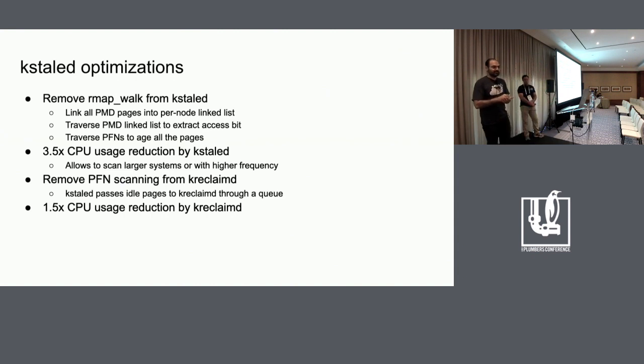So this is one optimization, but you still have to maintain the age. Those pages which are not accessed, you have to increment their age. So there is still this cost. There is follow-up work to also remove this, but at the moment, this is what we are doing. To find the access bits you don't have to traverse the PFNs, but for aging, we still need to. By using this optimization, we were able to reduce the CPU cost by 3.5x.